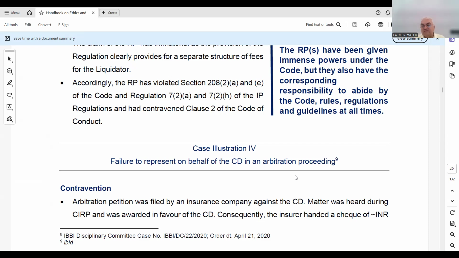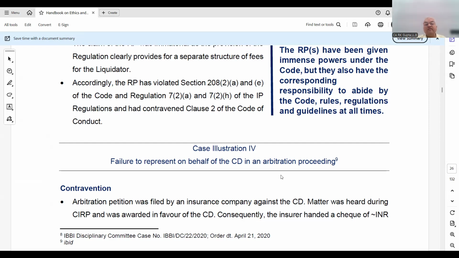So what it says: the fees payable to the liquidator shall be in accordance with the decision taken by the COC under regulation 39D. So in CIRP, when the CIRP process is coming to an end, the COC may recommend certain fees which shall be payable to the liquidator. Second, where no fees have been fixed, the consultation committee may fix the fees of the liquidator in its first meeting. And third, in cases other than those covered above, there is a chart which shows the fees payable to the liquidator based on the amount of realization and amount distributed. Okay? So these are the provisions.